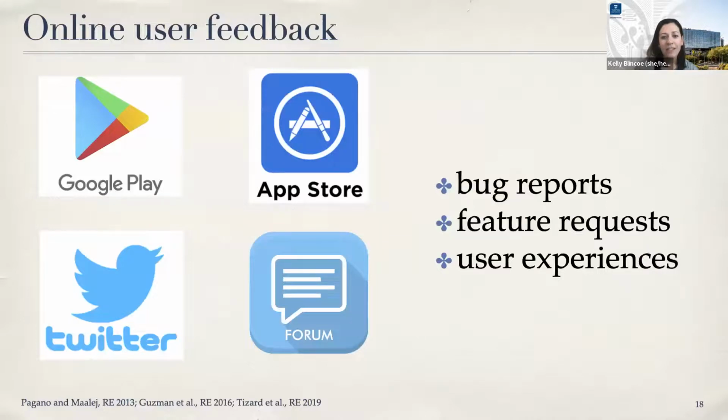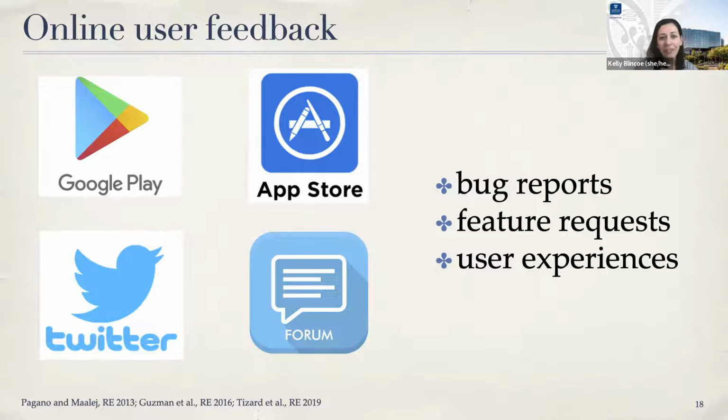And research has found that there is requirements relevant information in this online user feedback. So Pagano and Maalej found that approximately 1/3 of App Store reviews contain requirement relevant information, including bug reports, feature requests, and user experiences. And other recent studies have found similar requirements relevant feedback on Twitter and on user forums. So there's a lot of requirements relevant information in these online sources, but there's so much of it.